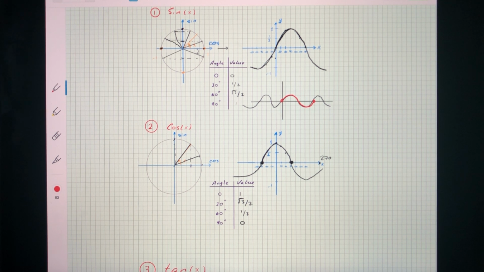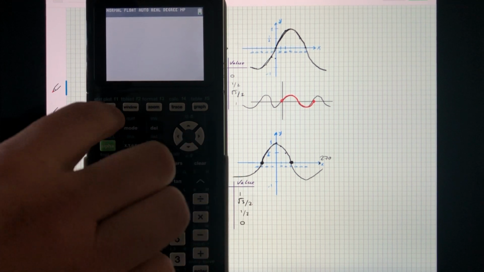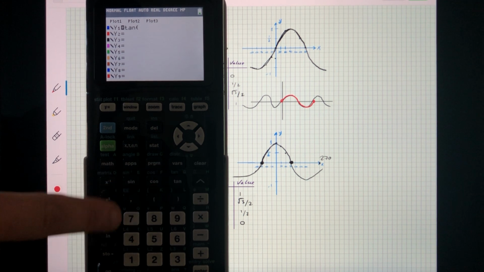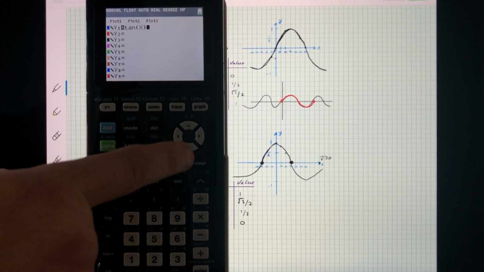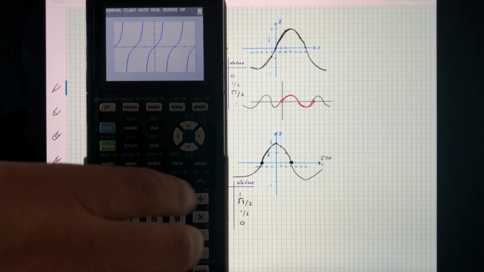So on the calculator, let's have a look and see if the tangent picture is correct. So here, let's clear, go to the tangent and hit the graph. So these are the vertical asymptotes. We do not see the vertical asymptotes, but they are there. That's why the picture breaks. So this is the graph of a tangent.